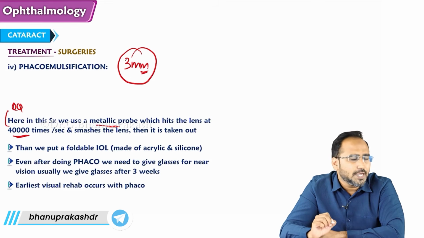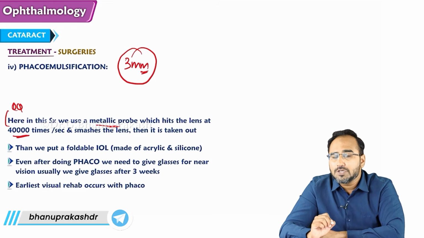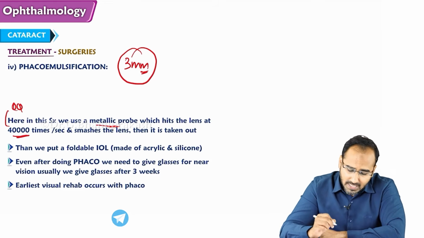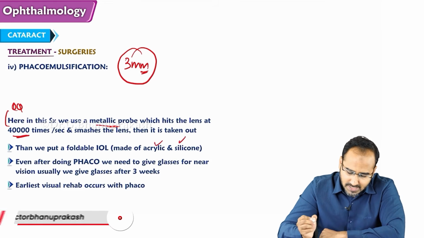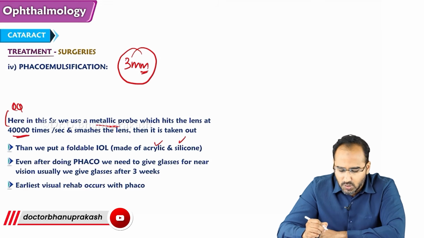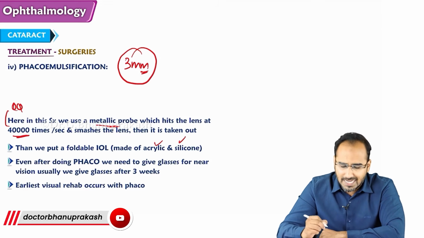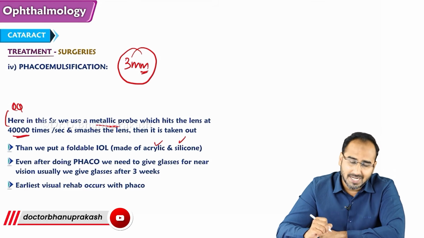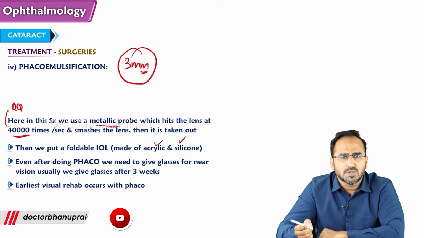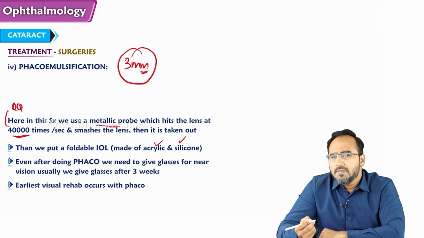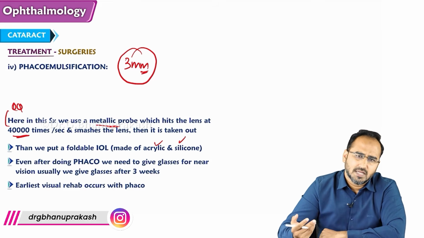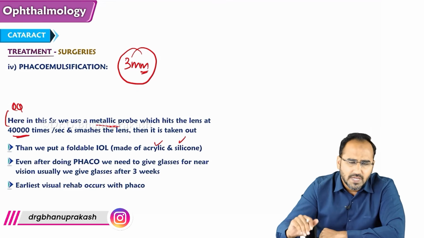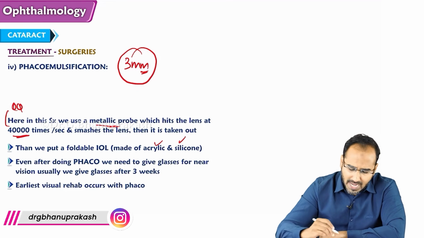Can you put a normal IOL? No, sir. We need to put a foldable or rollable IOL which is made up of acrylic and silicone. So even after doing phacoemulsification, we have to give glasses for near vision. But this surgery gives you maximum visual rehabilitation. After surgery, the patient's vision improves very early, compared with the other surgeries.